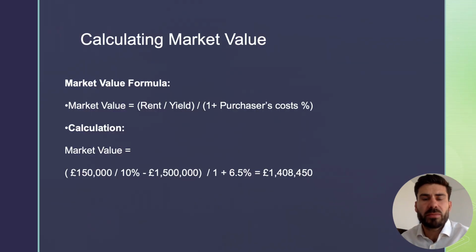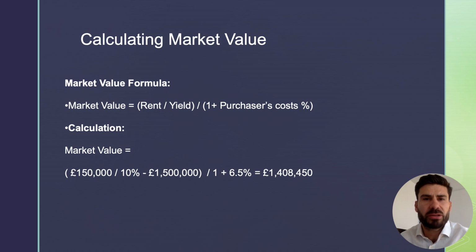To estimate the market value of the subject property, we can use the formula, which is market value equals rent divided by the yield. Following this, we must deduct our purchaser's costs. When we undertake this calculation, we find that the market value is £1.5 million, and this calculation helps us understand what the property is worth based on its income generating potential.